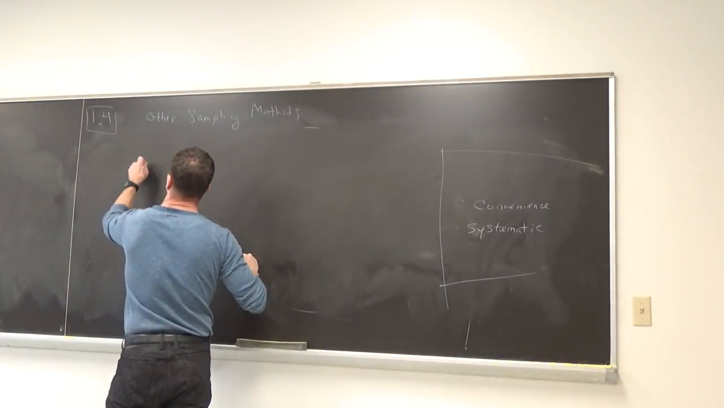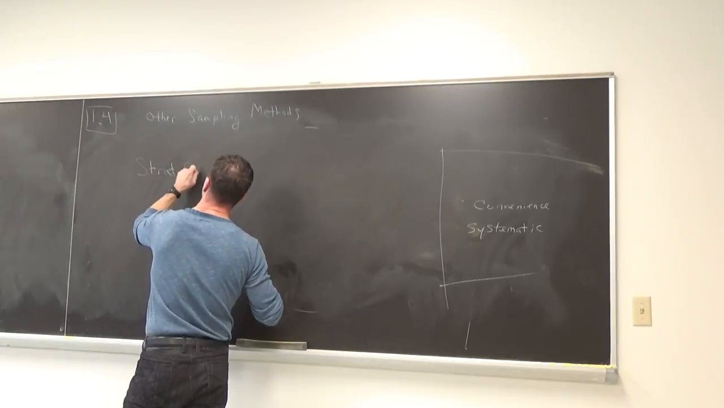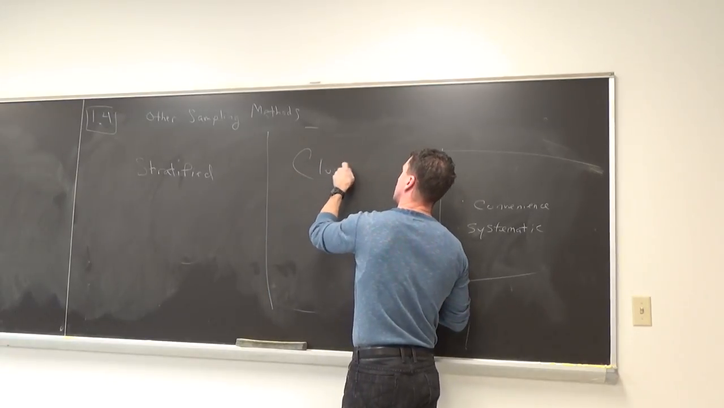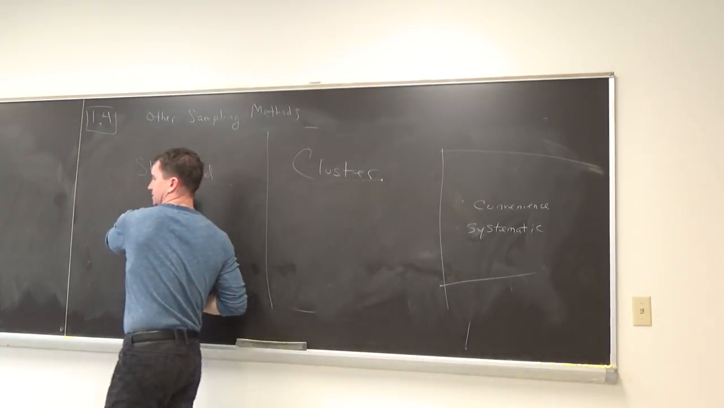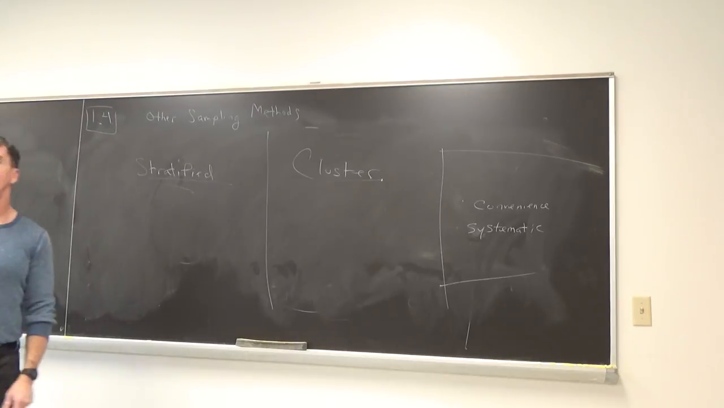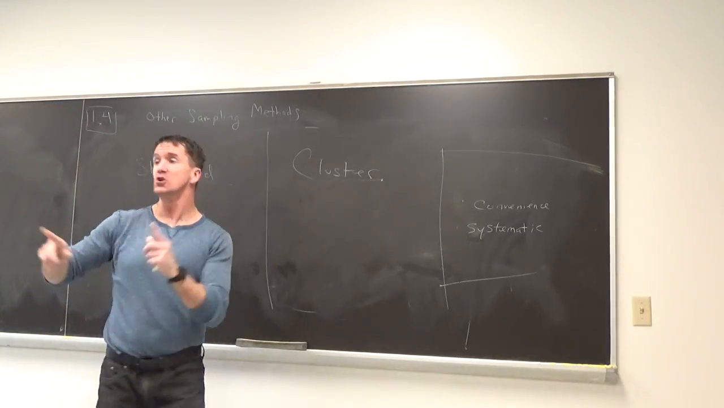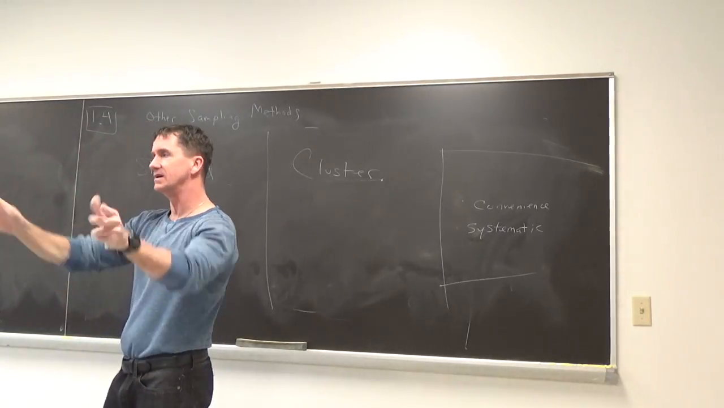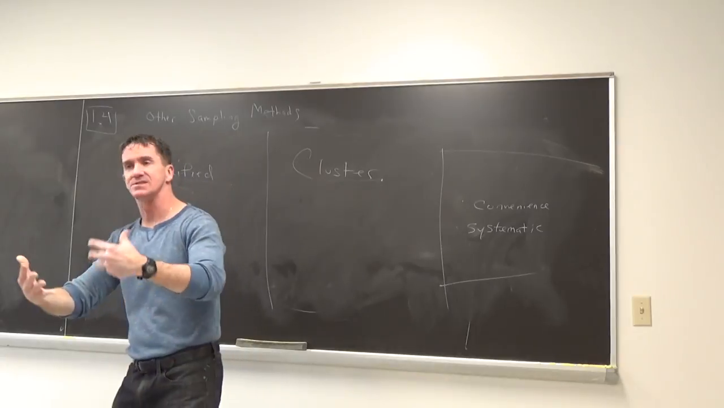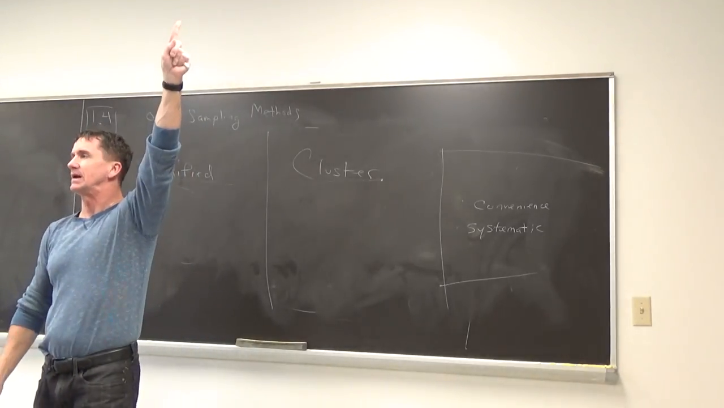Now, the ones I'm going to talk about are stratified sampling and another one called cluster sampling. Somehow they both involve groups. Hey, more importantly, both of these methods use simple random sampling in some capacity. So I wanted you to know that. In some manner, both use that simple random sampling method we just talked about.